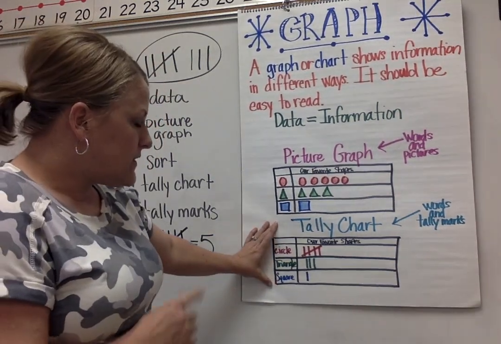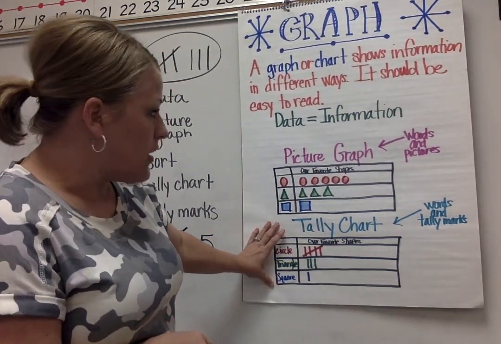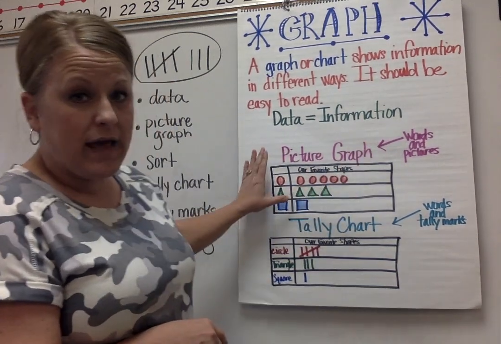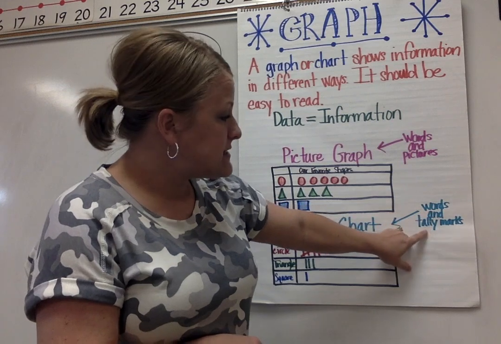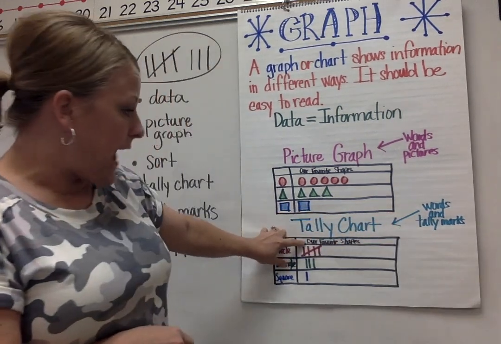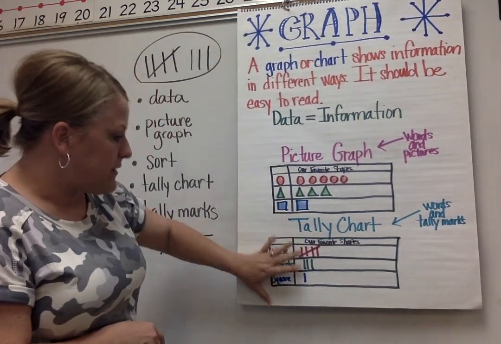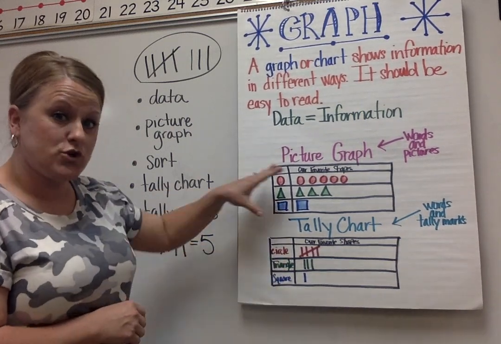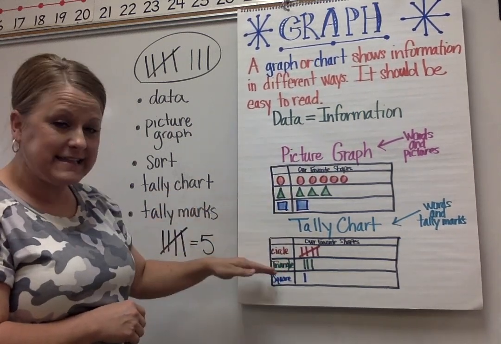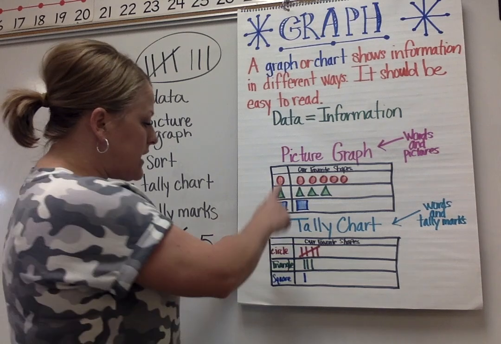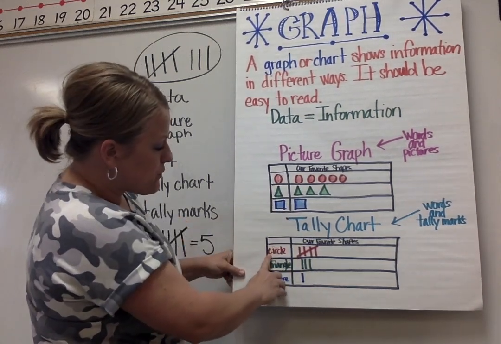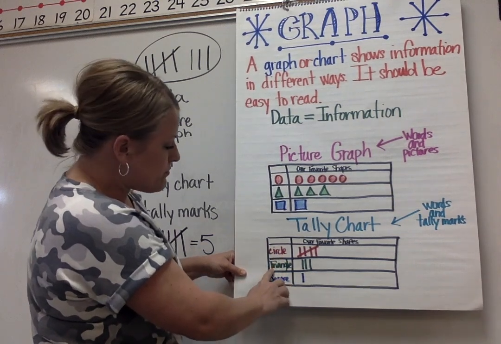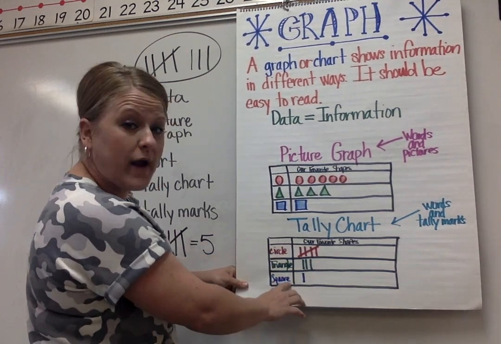Now, down here on the tally chart, a tally chart is going to be the same information that we have up here on our picture graph, but it's going to use words and tally marks. Again, our favorite shapes, same information, same numbers. We're just showing the data in a different way. So down here, instead of drawing a picture of a circle, I've actually written the word circle. Here's triangle and here's square.